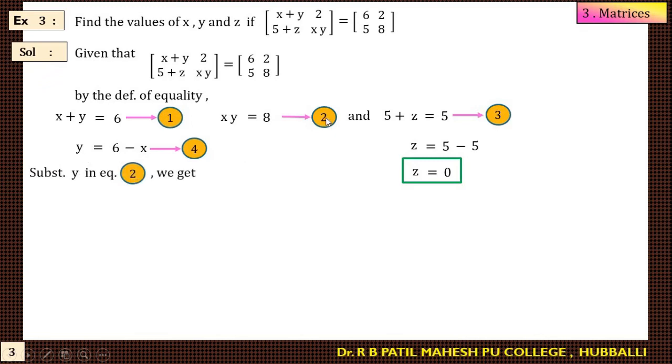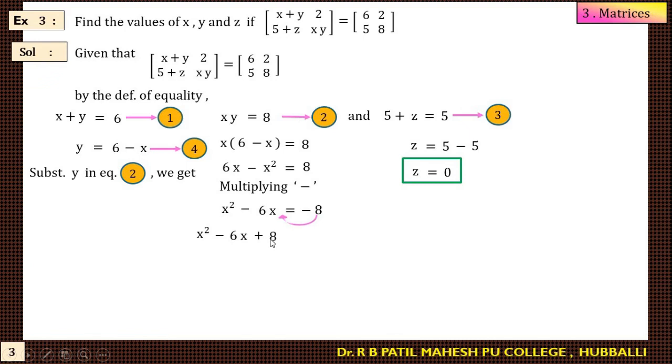Substitute y in equation 2, we get x into bracket 6 minus x, because y means 6 minus x from equation 4, equal to 8. So multiplying the bracket, you will get 6x minus x square is equal to 8. Multiplying by the negative sign and rearranging the equation, I am making this x square positive. So x square minus 6x is equal to minus 8. And bringing minus 8 to the left side, you will get x square minus 6x plus 8 is equal to 0.